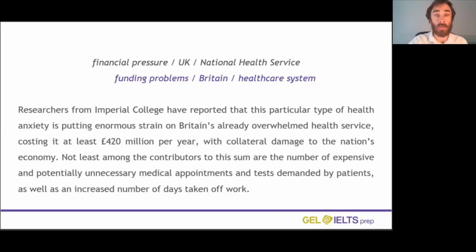Well, the first thing I noticed was Britain, so it's talking about this country specifically, and health service, which matches to National Health Service. Notice how in the question it's a proper noun, which is the name of the organization, but in the text it's just an example of one country's health service. Now, financial pressure, we can find a few words which connect here. We can see damage to the nation's economy. So it's not really financial pressure on the health service, but the country's economy. So that's not a perfect match.